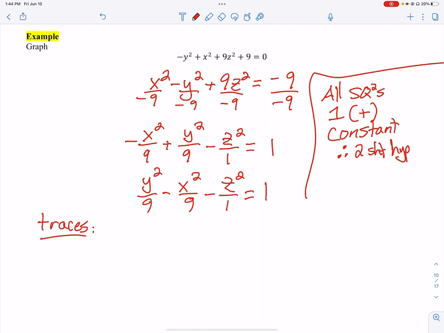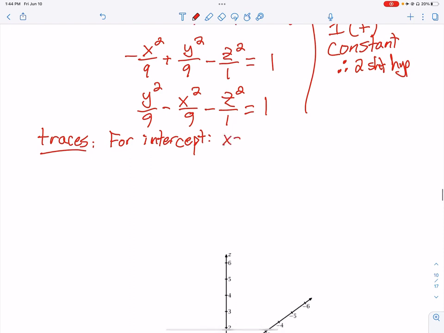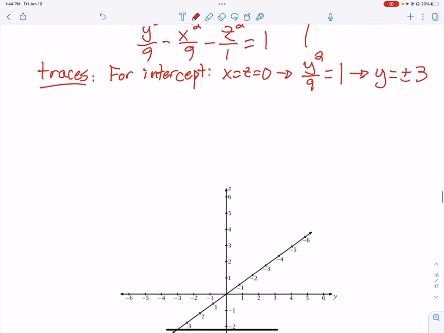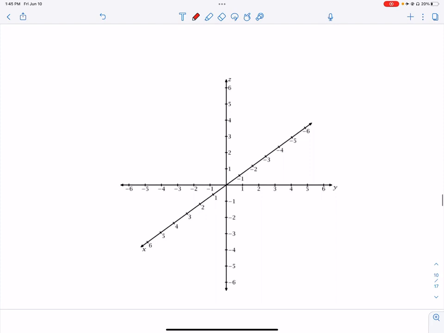Okay, these were those instructions on the last page. So for intercept, we're going to let x and z both be 0. This is going to give us our y-intercept. So we get y squared over 9 equals 1. That's letting x and z equal 0, which if we times by 9 and take the square root, we get y equals plus or minus 3. Okay, so I am going to graph those. That's all we have. On the y, we have plus or minus 3.